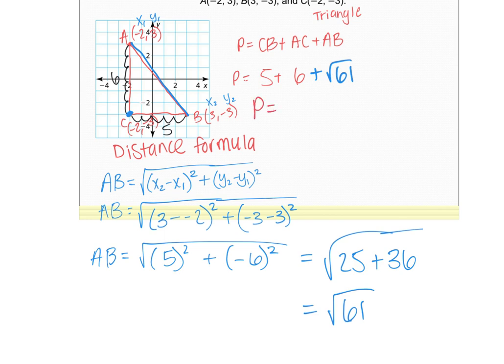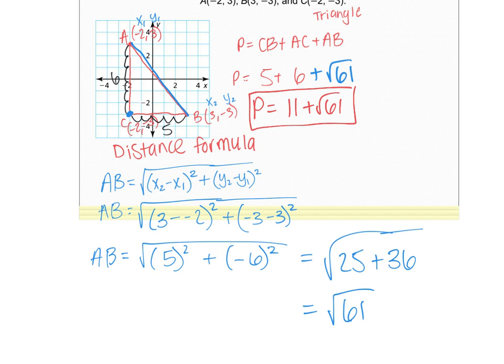And our perimeter, we can combine which 2 of those? The 5, the 6, or the square root of 61? 5 and 6. What's 5 plus 6? 11 plus the square root of 61. Guys, whenever you get a square root, you're going to leave that as part of your answer. Are we clear? Okay. So our answer is 11 plus the square root of 61.